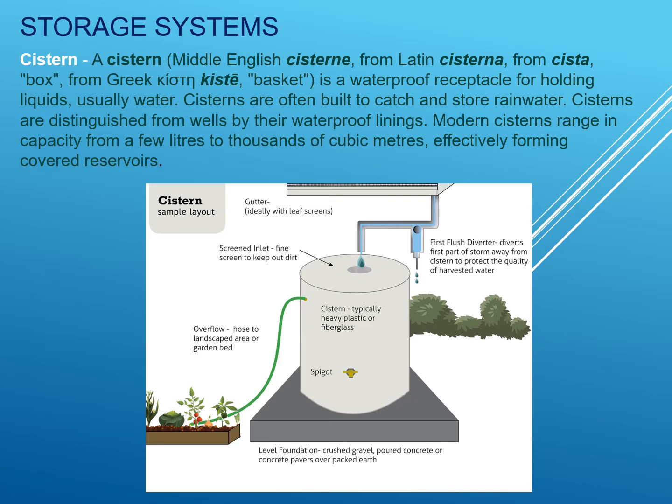The next one is called a cistern. This is either underground or above ground, and basically its use is to collect rainwater.